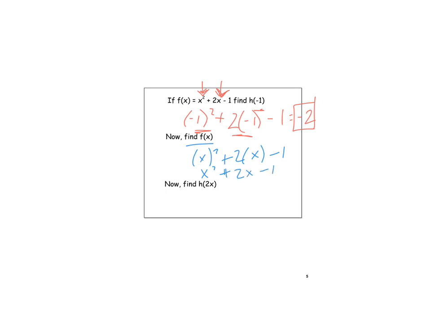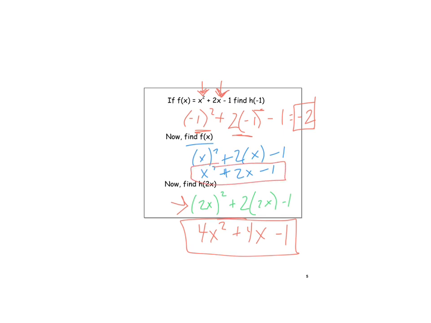And then this last one's sort of a little bit of a challenge one. I don't think there's any on Delta Math like this. I'm plugging in 2x here and 2x here. Now the only reason it's a challenge is because you have to remember how to multiply this. This is 2x times 2x, which is 4x squared. 2 times 2x is 4x, and minus 1. So that would be your final answer.